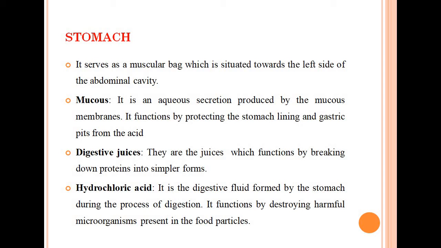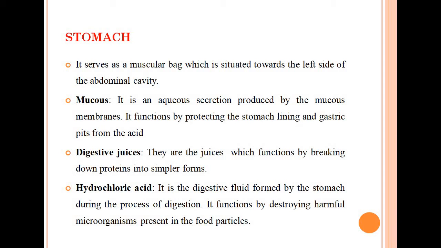First, it neutralizes the effect of the acid on the wall of the stomach, and second, it makes the food slippery. The second secretion coming out of the stomach is the digestive juices. They break down protein into simpler forms. So in the stomach the digestion of protein starts. Carbohydrate digestion starts from the mouth, as we discussed earlier, but protein digestion does not start there. From the stomach the digestion of protein starts, as the digestive juices contain secretions that help digest proteins into simpler components.